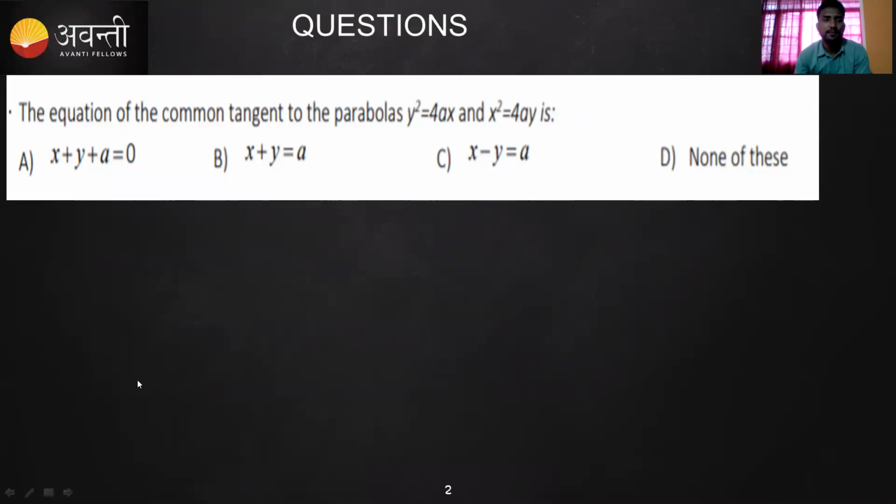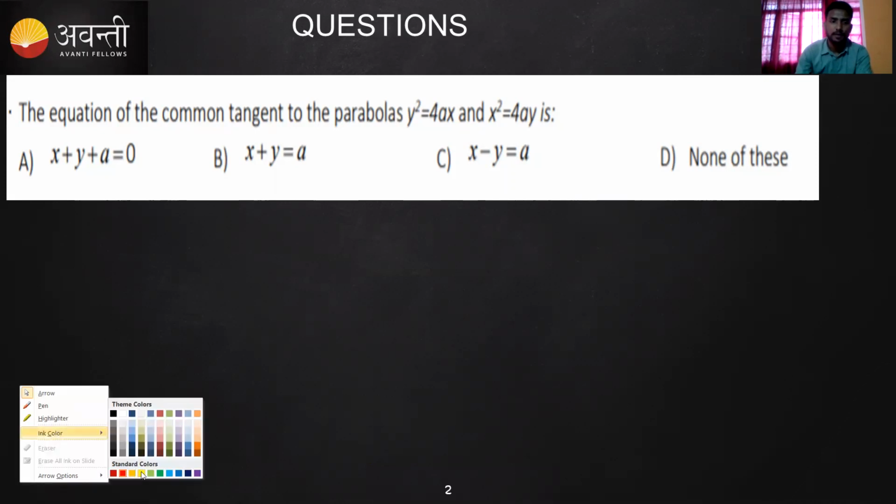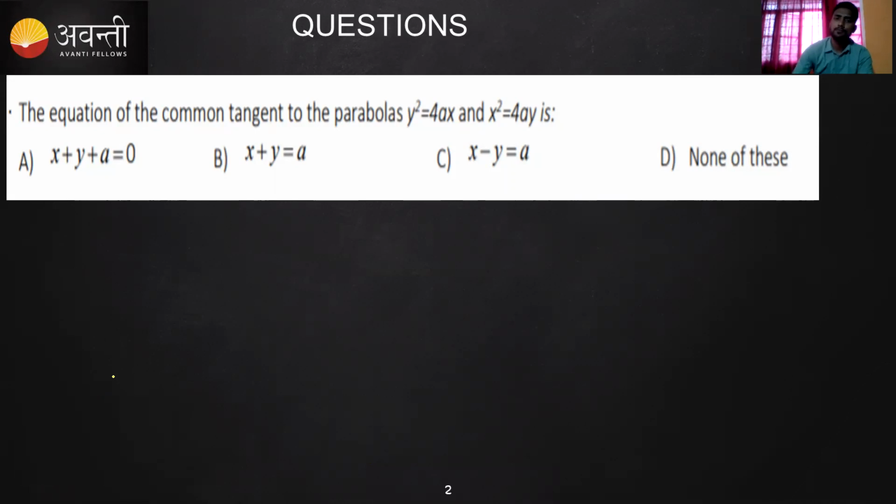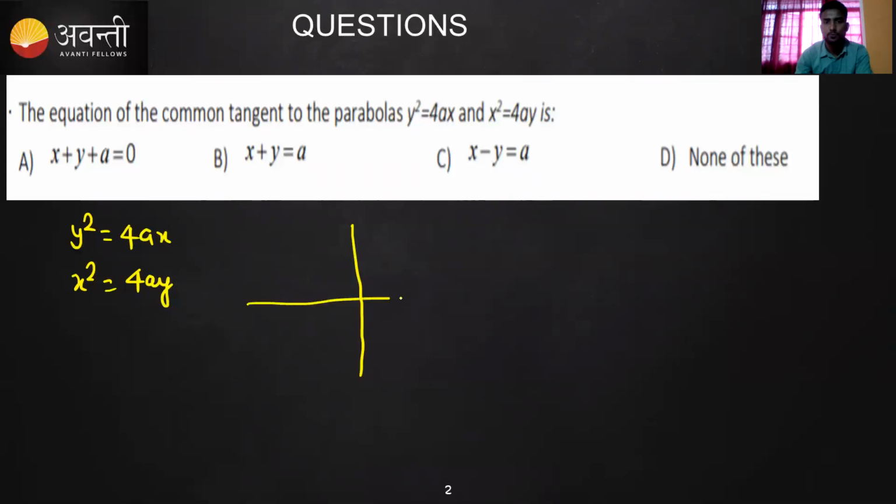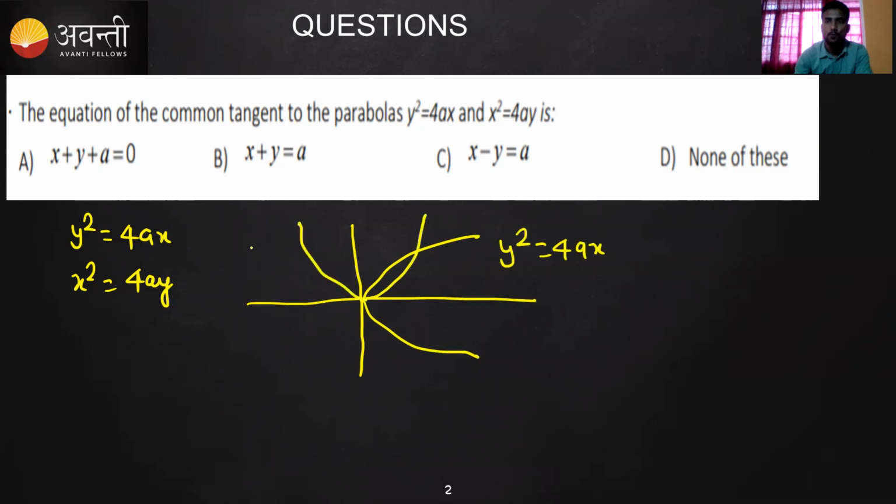So what is this question saying? This question is saying we have to find the common tangent to the parabolas. There are two parabolas: one is y square is equal to 4x and the other one is x square is equal to 4ay. These two are standard parabolas that you already know. So basically this is y square is equal to 4ax and this is x square is equal to 4ay, right?